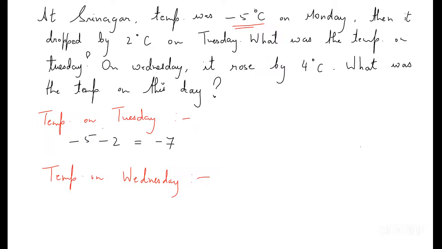Now see, first I had the temperature that was -5 degrees Celsius on Monday. Then Tuesday dropped. Drop means minus. So we subtracted from -5 -2. So we had -7 degrees Celsius.